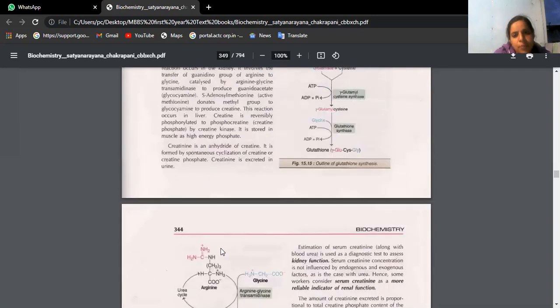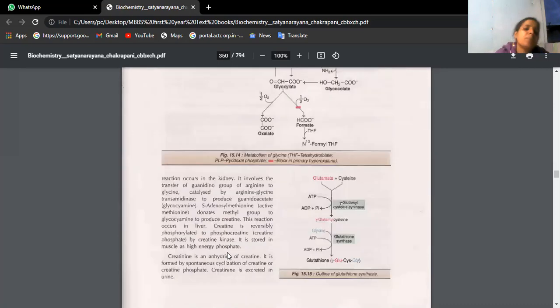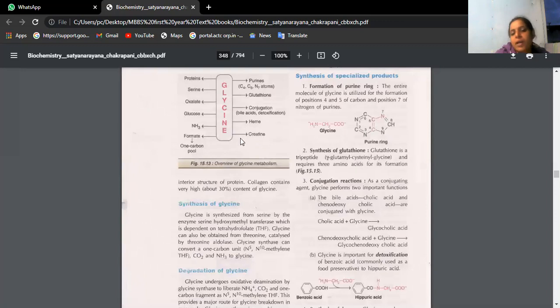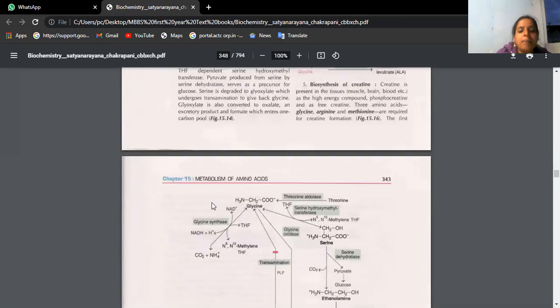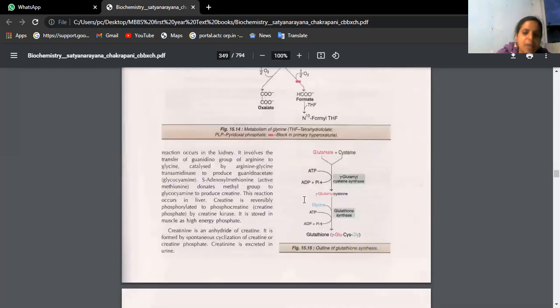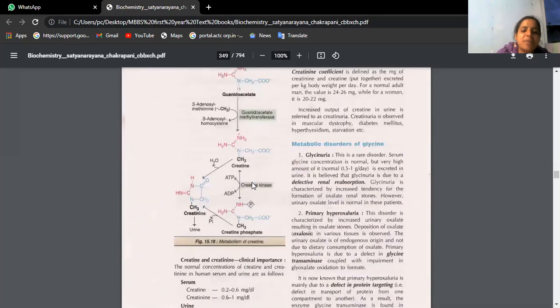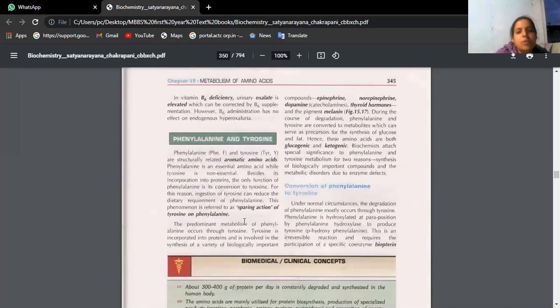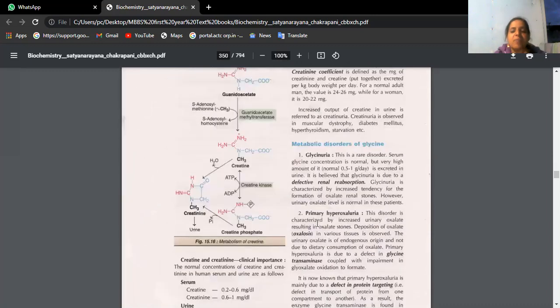Okay, beta. So these steps I want you to remember. First, number one is this: what are the products which are synthesized from glycine is the question. Then metabolism of glycine is this cycle. Then synthesis of creatinine is this cycle. So all these things I want you to learn, and then one clinical aspect you can write, glycinuria.